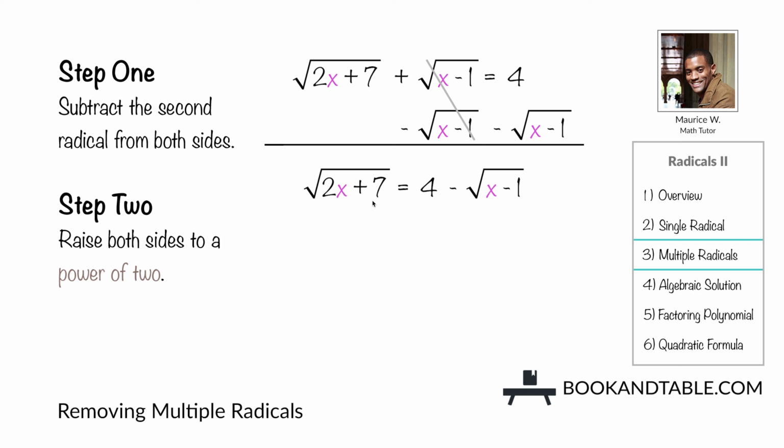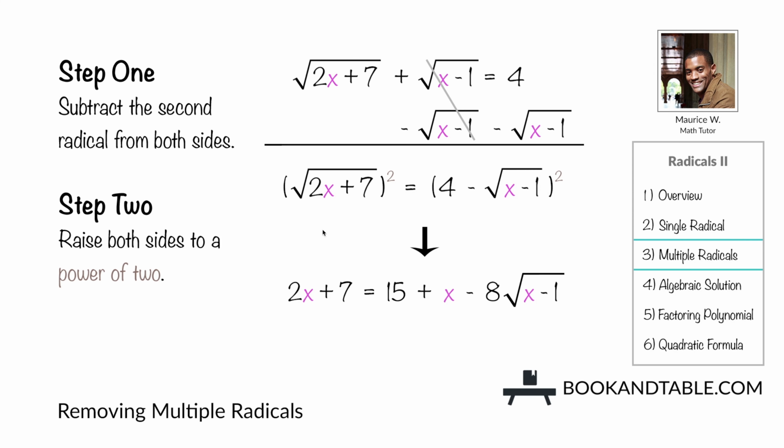Step 2, we're going to raise both sides to a power of 2. That helps us get rid of this radical sign. So we're just left with 2x plus 7 on the left side. I'm going to skip the individual steps on the right side, but this 4 minus the square root of x minus 1 squared would become 15 plus x minus 8 radical x minus 1.